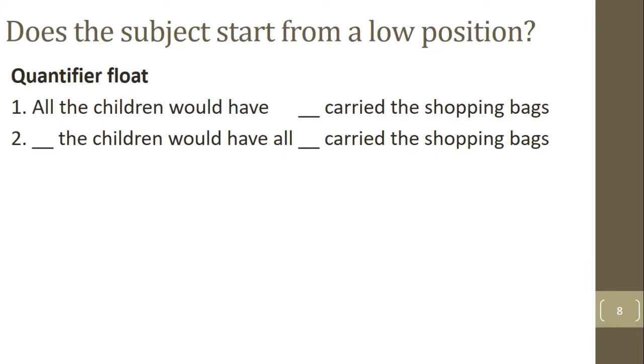However, if you look at 2, the children would have all carried the shopping bags, we see that the quantifier all, which scopes over the noun phrase the children, has been stranded just to the left of the verb carried, and this suggests that that is probably where the noun phrase must have originated, with the implication then that when the subject is in the first position in the sentence, that is a derived position, namely that's where the subject ended up and not where it started.